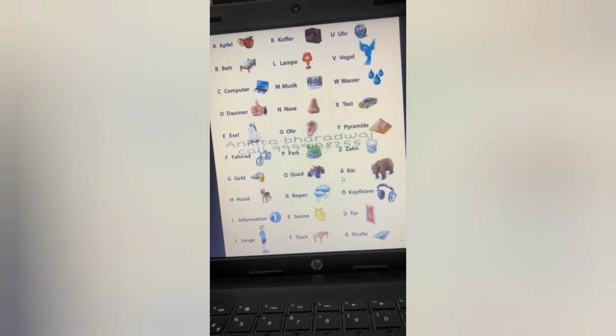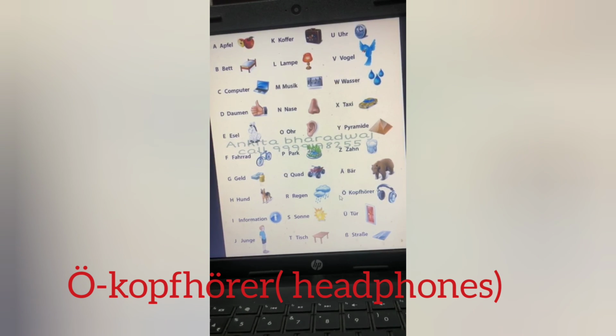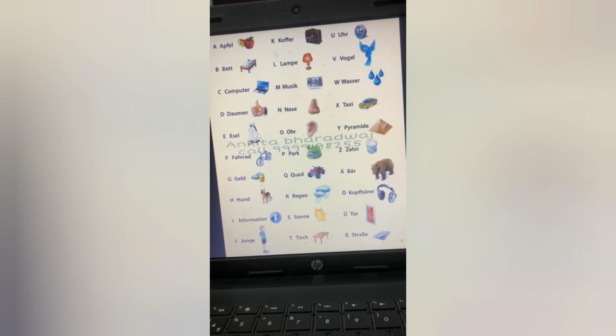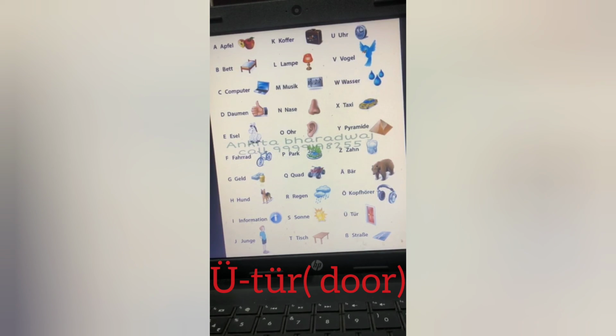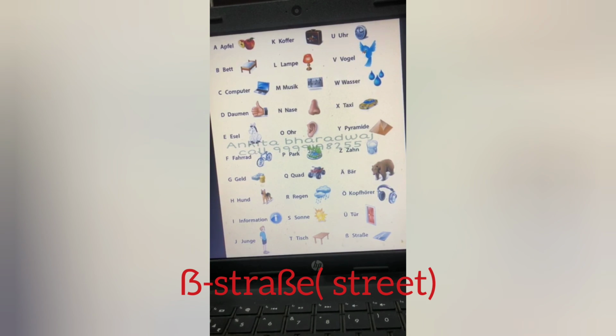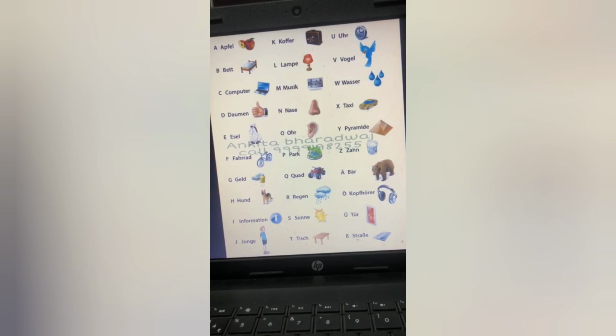So Ä is Bär, that means bear. Ö is Kopfhörer, basically headphones. Ü is Tür, basically door. And there is one extra letter which we call Eszett. So here is an example for Eszett, that is Straße. Straße means street. So I hope you like this video and you have learned 30 new vocabulary words.